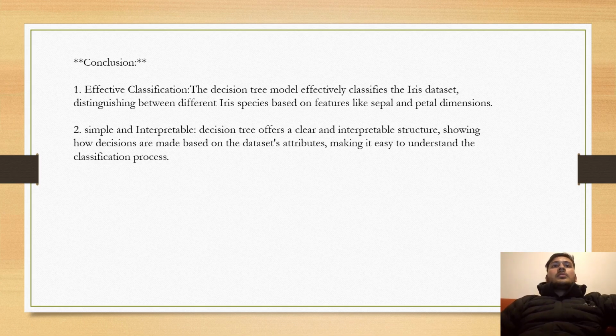So here are the conclusions. While making our decision tree, this gives us effective classification of our data. In this Iris dataset, it distinguishes the Iris species on its features like sepal length, sepal width, petal length and petal width. It is very simple and interpretable. It helps us make our data clear in such a way that we can see how decisions are made while manipulating that dataset. It is very easy to understand.